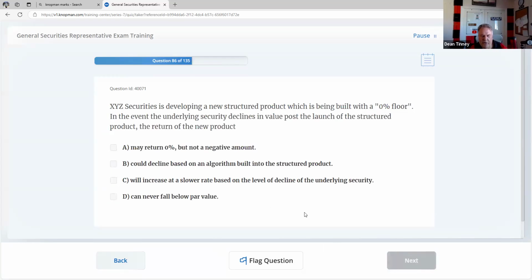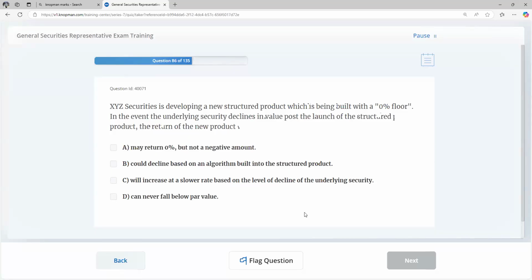Thank God. XYZ Securities is developing a new structured product, which is being built with a 0% floor. In the event the underlying security declines in value post the launch of the structured product, the return of the new product... What the heck?